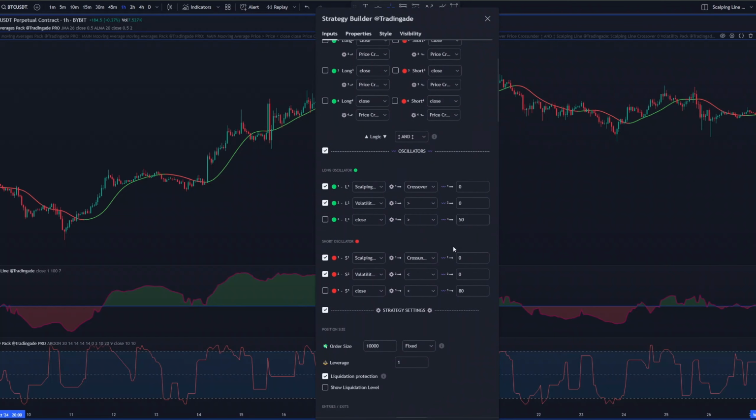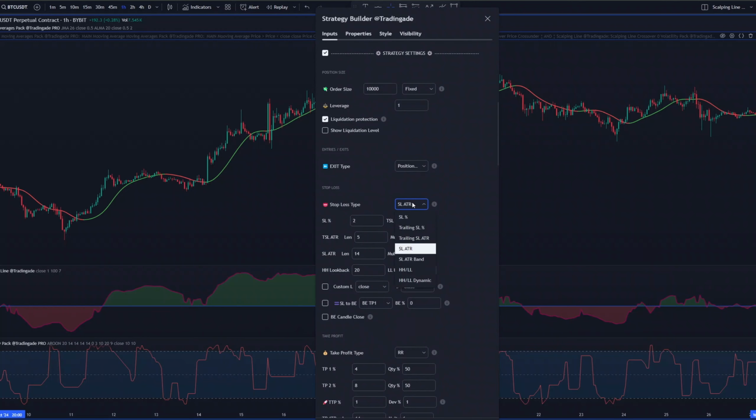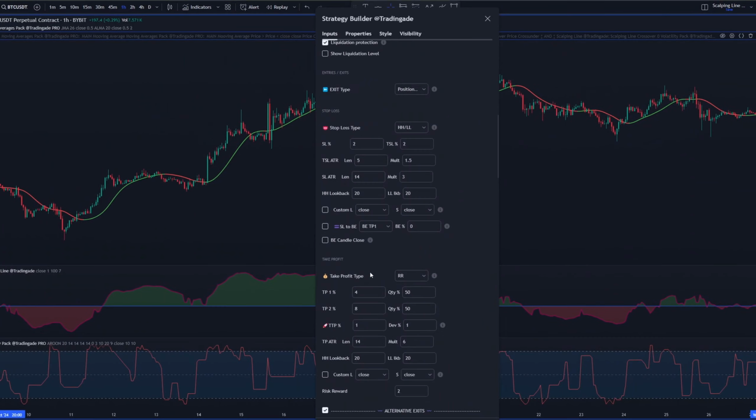Now we just need to finish our strategy by setting our stop loss and take profit. We're gonna set the stop loss based on the higher highs and lower lows. Higher highs 20, lower lows 20 as well, while for the take profit we're gonna set a risk reward of 2.